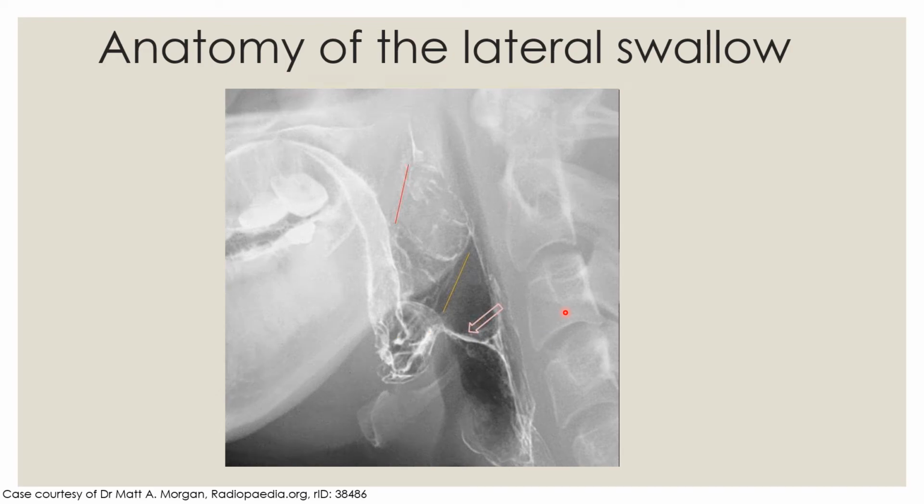And what we have here is different anatomical areas. So the red line here parallels the faint palatoglossal fold. The yellow line parallels the faint stylopharyngeus muscle, and the pink arrow points to the aryepiglottic fold.